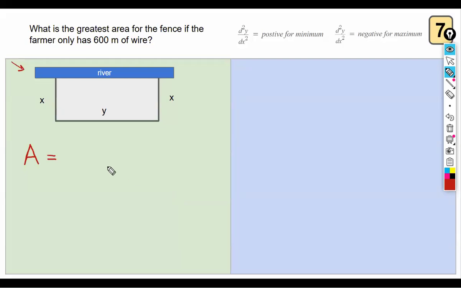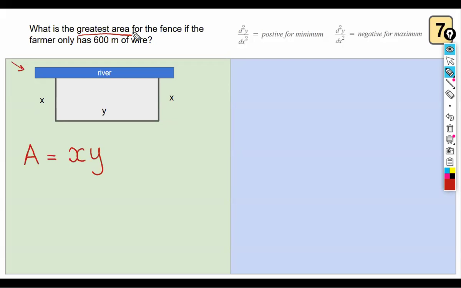Right. You're multiplying X by Y, length by breadth, just like a regular primary school question, except it's X and Y. So X by Y. It doesn't matter if you put the Y first or the X first, X by Y is obviously Y by X. So remember, what's the aim of the question? We want to find the maximum area.